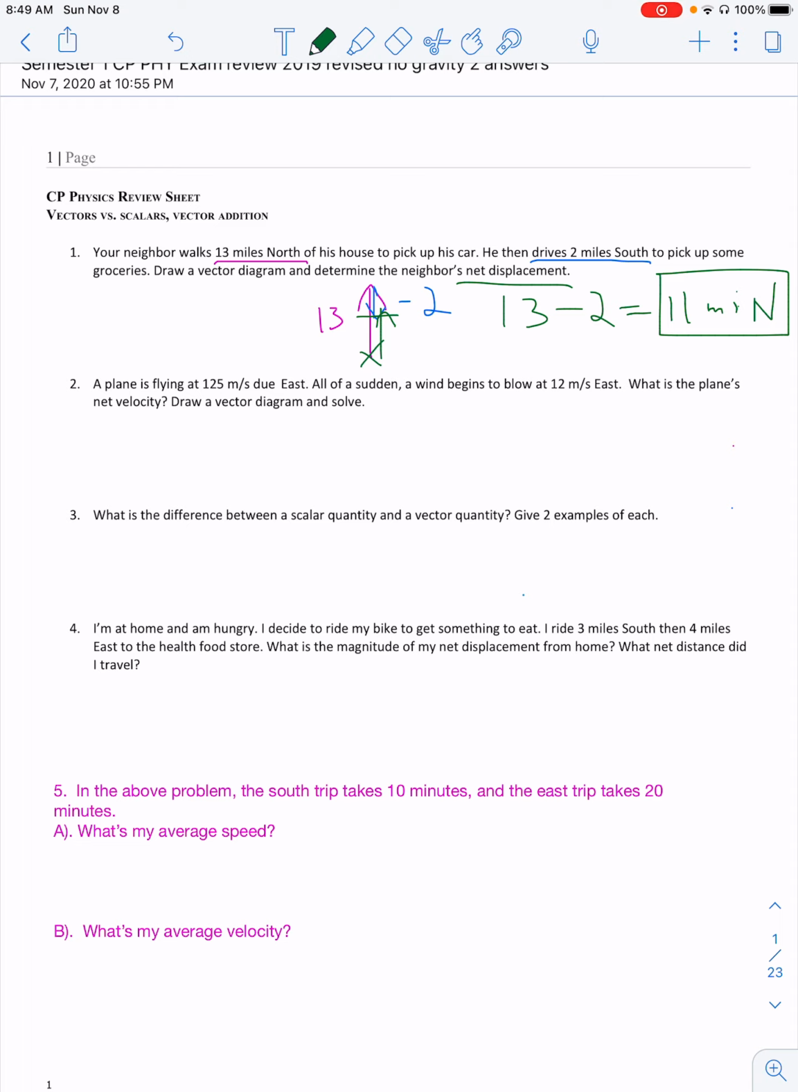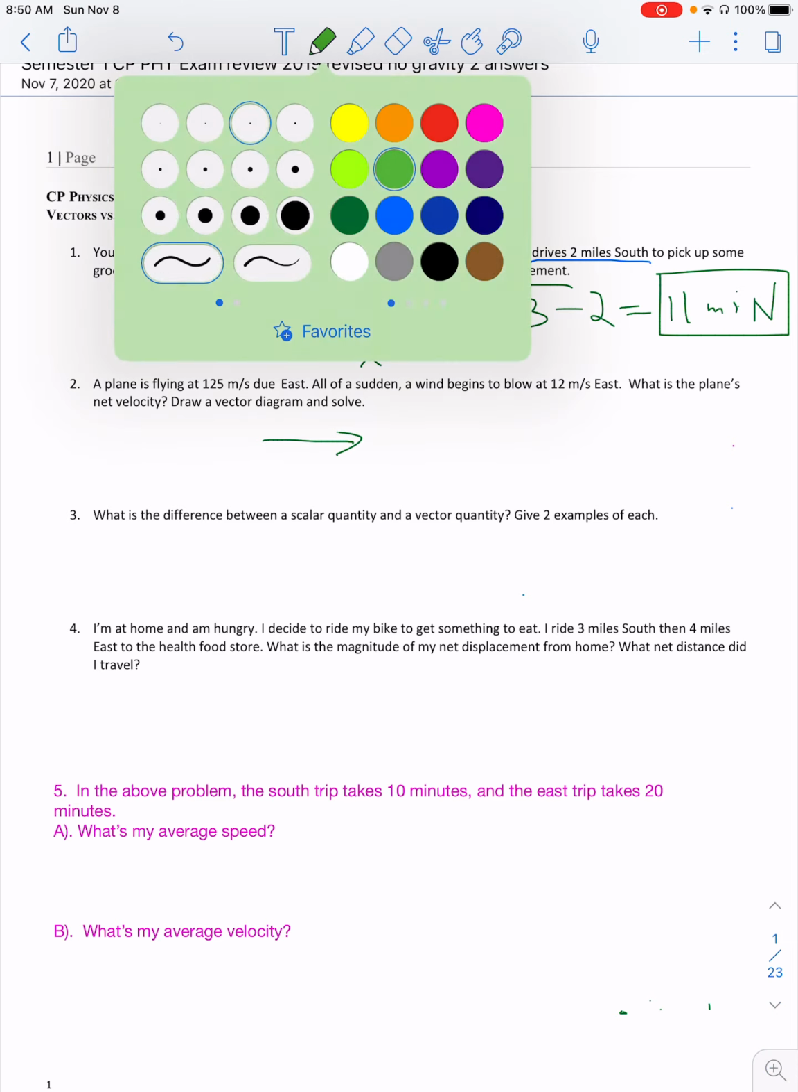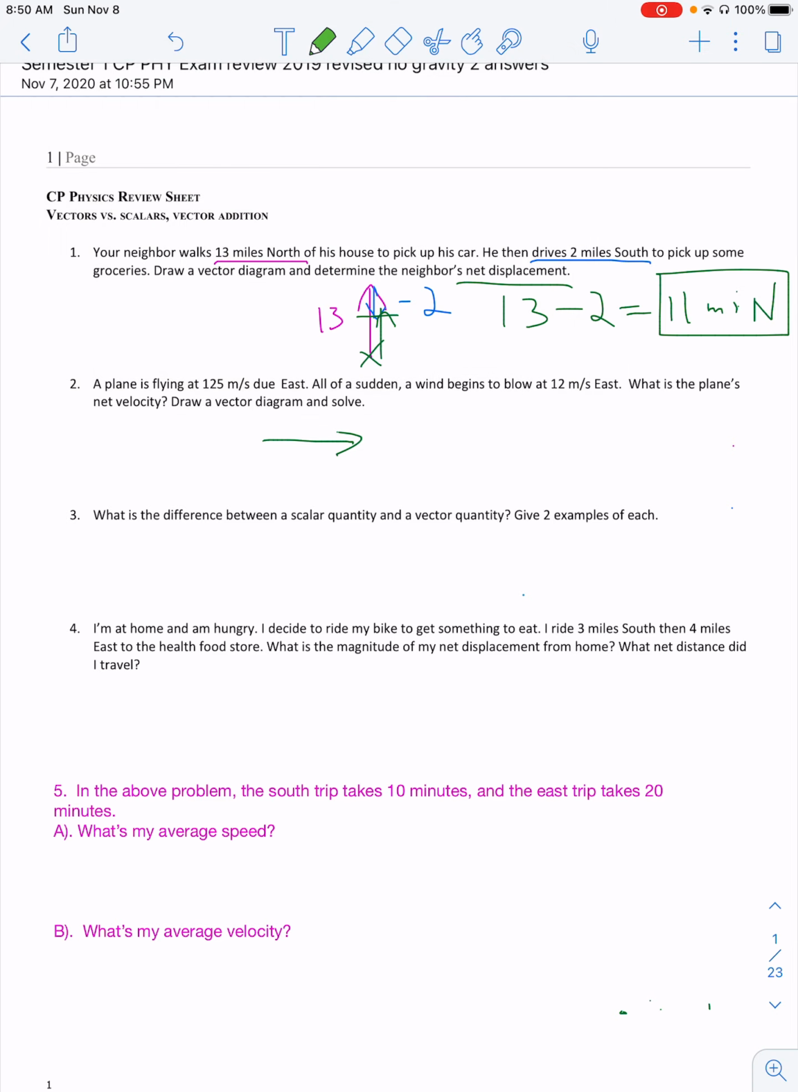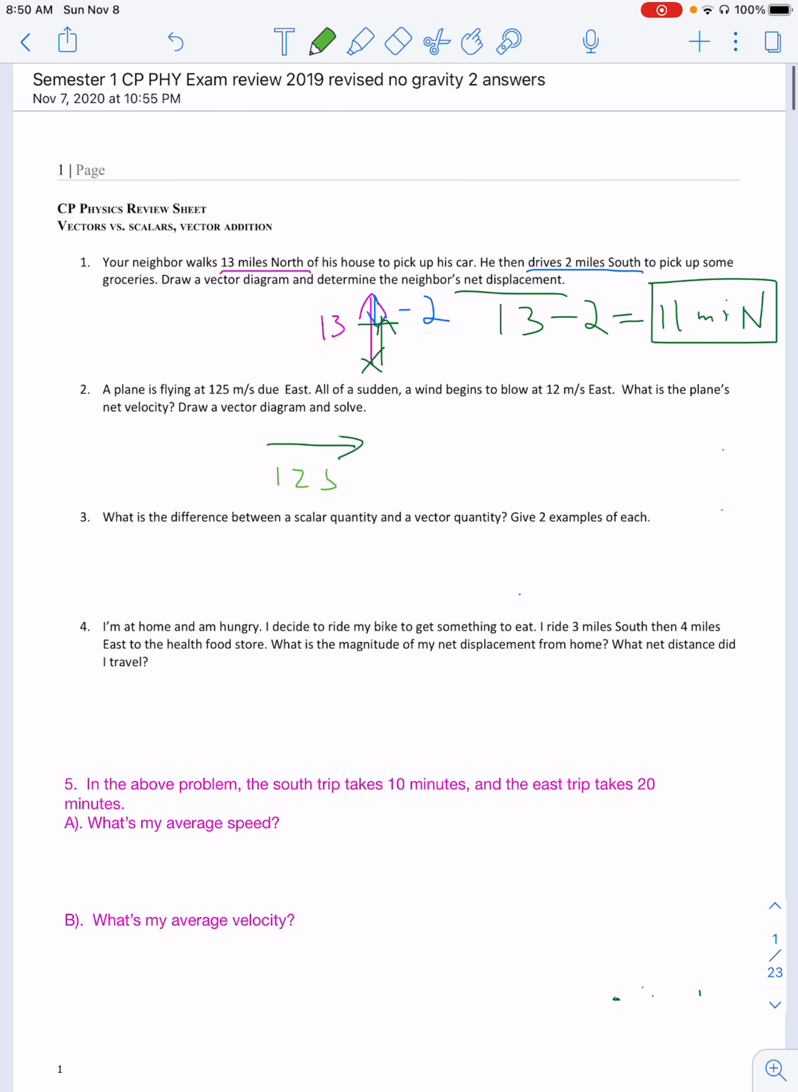Okay, let's go to number 2. A plane is flying 125 due east, so east, I'm going to make to the right, make that positive. All of a sudden, a wind begins to blow, a tailwind. So, heads to tail. It gets, what was that, 125 meters per second, and then heads to tail, same direction, so much smaller, 12. What is the plane's net velocity?